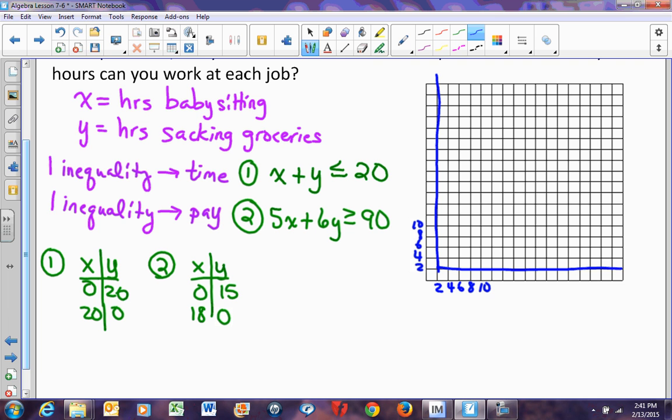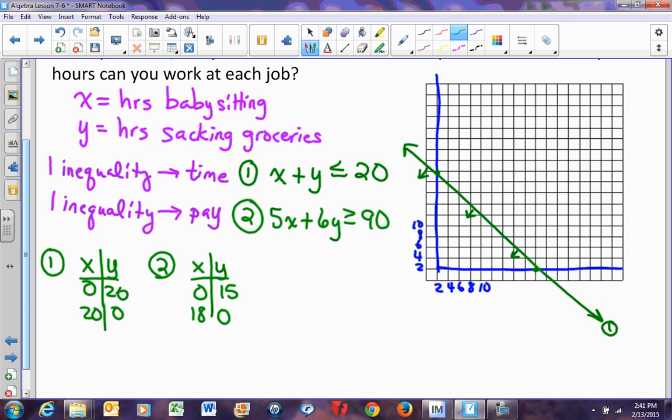So, equation number 1, my x-intercept is at 20. So I'll cross the x-axis at 20. It crosses the y-axis at 20 as well. So there's that line. And since it says less than or equal to 20, I know that 0 is less than or equal to 20, so I know I would be shading on this side of this graph.